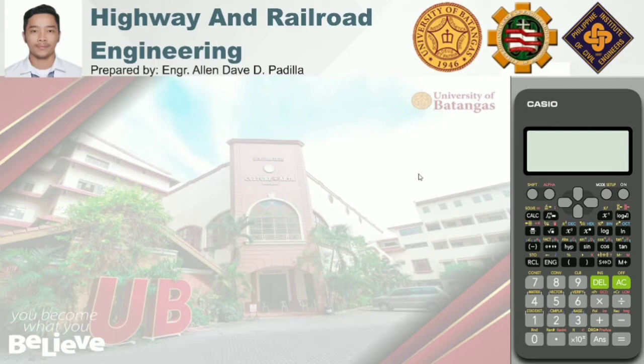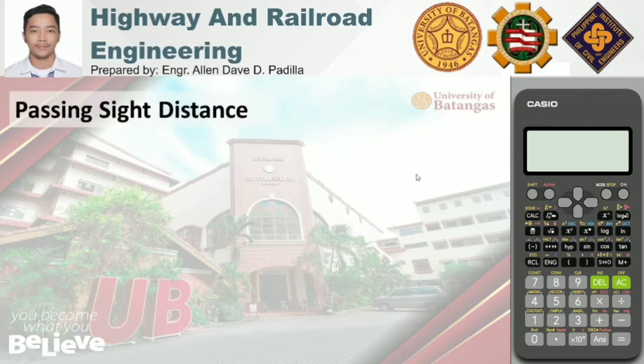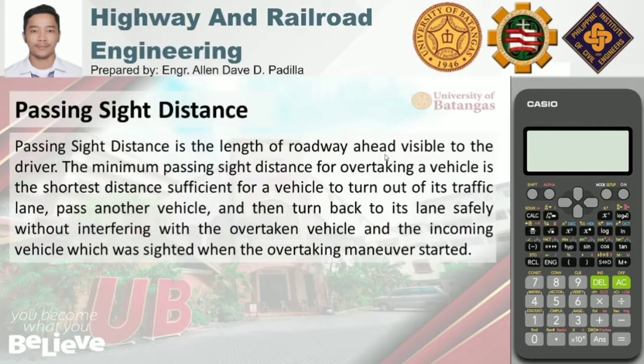Now, let's talk about the passing sight distance. So, unlike stopping sight distance na ang involve ay isang vehicle at isang object or obstruction, dito naman sa passing sight distance, vehicle parehas ang ating objects. So, yun yung involved na objects. So, passing sight distance is the length of roadway ahead visible to the driver.